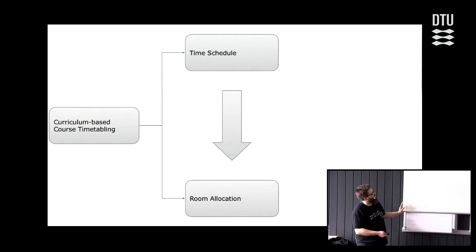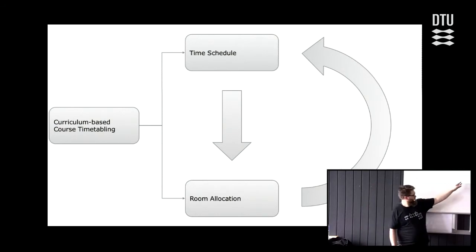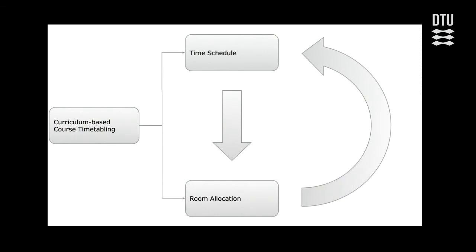And sometimes this process is iterated, because maybe the solution from the time schedule makes the room assignments infeasible, so you would have to go back and change your time schedule. But it could also just be because you want to further improve the solution, because even if you solve the different parts to optimality, you cannot guarantee that your overall solution is optimal.